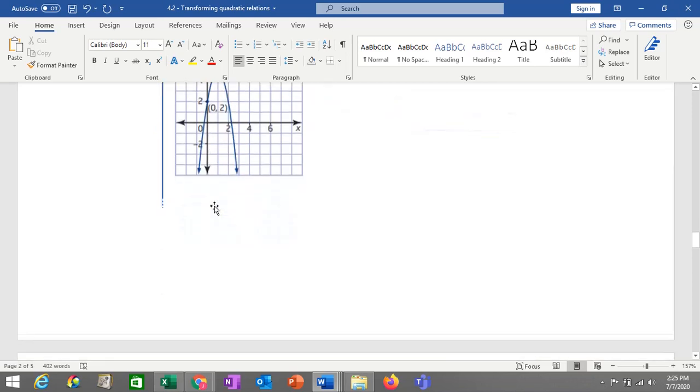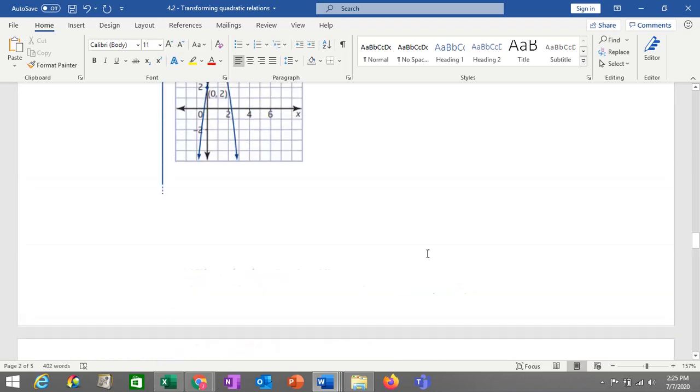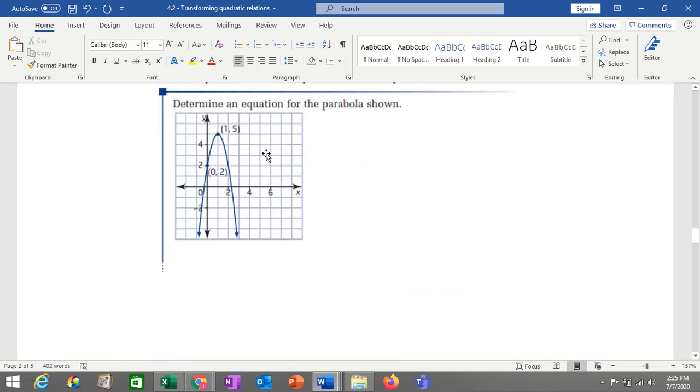So we know the equation is going to take the form y equals a(x minus h) squared plus k. You just know that, right? That's the form that parabolas can take. So what information do we have? We have a vertex and we have another point. That's always going to be enough to give us an equation. If you have a vertex and another point, you've got it. If you have a vertex, think vertex form.